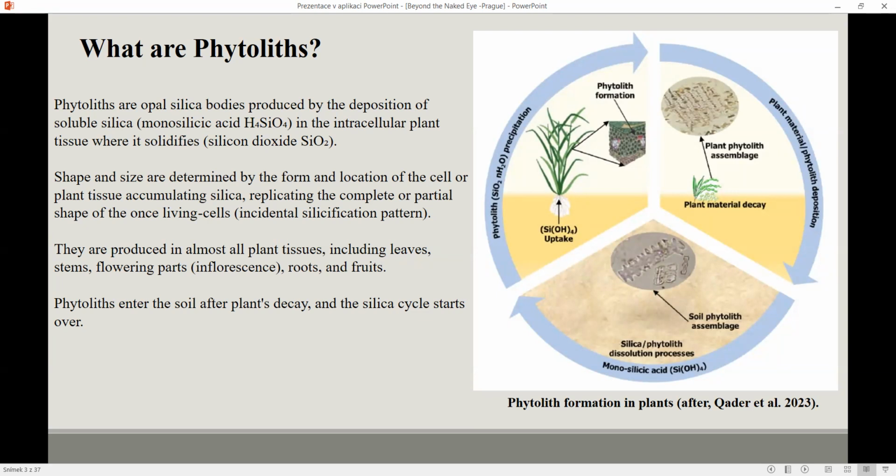It's important to mention that not all plants produce phytoliths, but they're highly produced in grasses specifically, and you can find them in most plant tissues, for example, leaves, stems, flowering parts or inflorescence, root and fruit. Then once plants decay and enter the soil, we see how the phytolith cycle starts over.